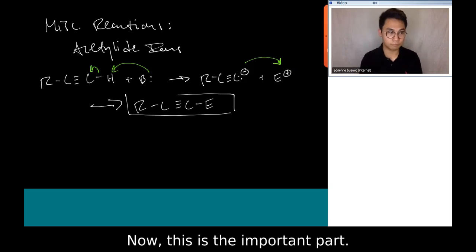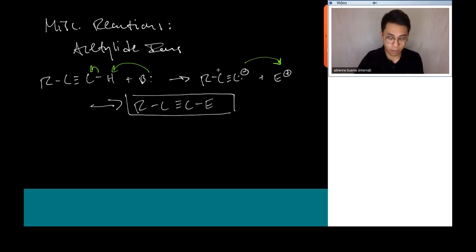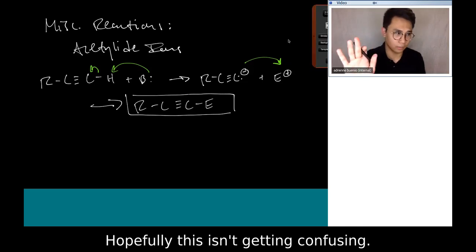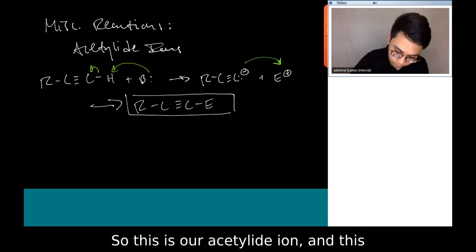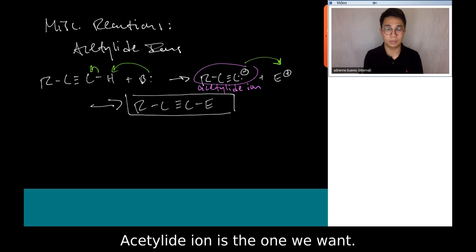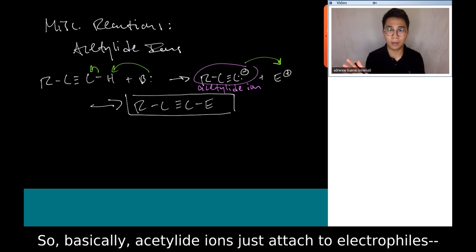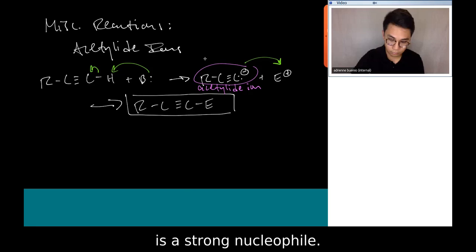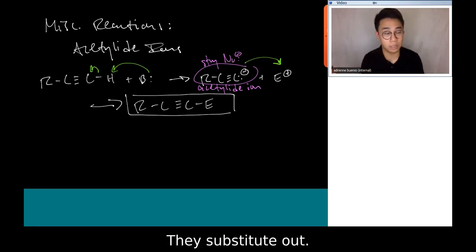Now, this is the important part. This is our ion, let me circle it. Hopefully this isn't getting confusing. So this is our acetylide ion, and this is the one we're interested in. Acetylide ion is the one we want. Basically, acetylide ions just attach to electrophiles, right? Attach to anything really, because this is a strong nucleophile. And we know what strong nucleophiles do. They substitute out, right?